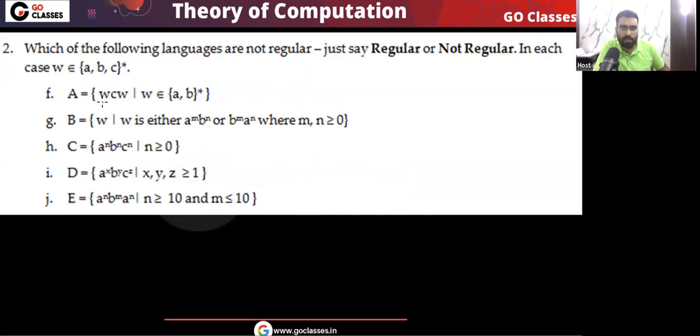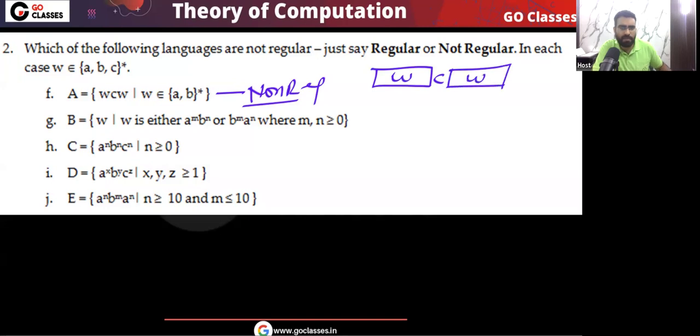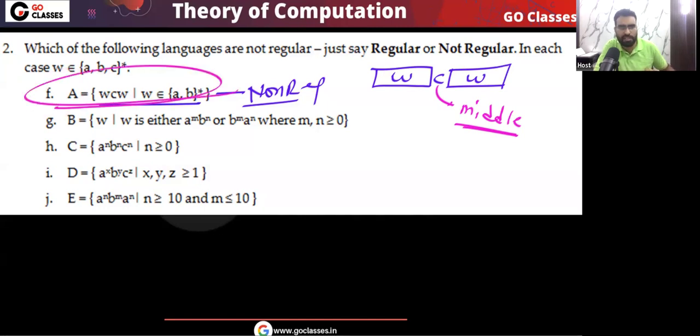Here you can see WCW, where W belongs to (a+b) whole star. This language is non-regular. We have already seen in the previous lecture, if you remember. This is actually the middle symbol, because here you must have W and here you must have W. Both are W, on this side also the same string. So that is the reason you can easily see this is non-regular. You can watch the previous lecture for the formal proof of this language, why this is non-regular.